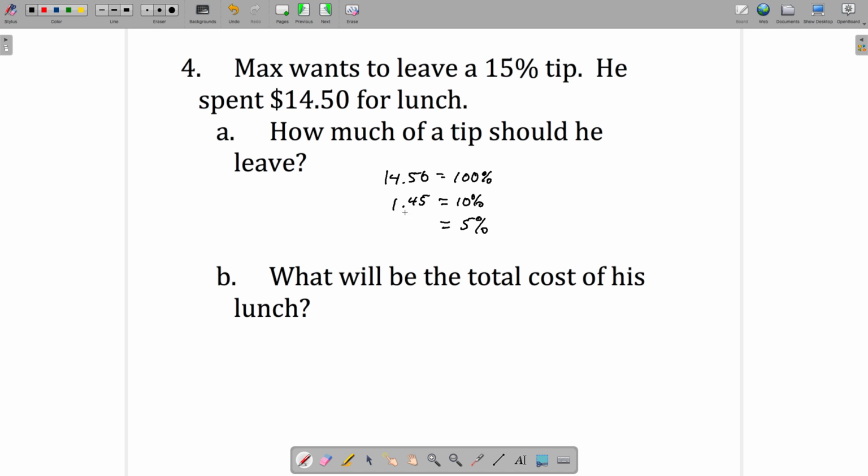5% will be half of this. So I'm going to treat that just like 145 and divide it by 2. It's going to give me 72.5. So I'll round that off to 73 cents. And then adding those together, 15% would be equal to $2.18. And then the total cost of the lunch would be $2.18 plus the $14.50, which would be $16.68.